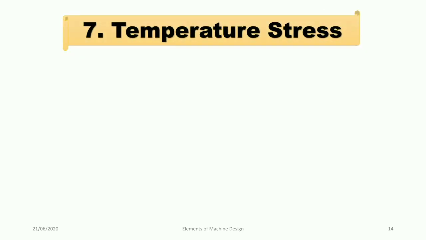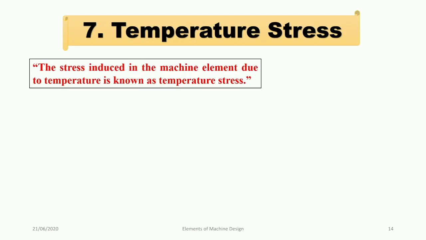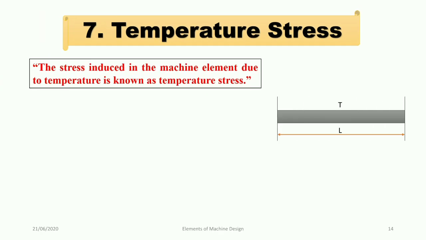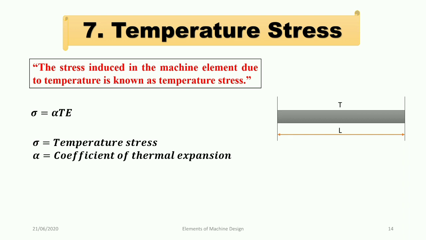Now the last type is temperature stress. What is temperature stress? The stress induced in the machine element due to the temperature is known as temperature stress. This type of stress is seen in strength of materials. Now this is one bar which is supported between two supports, with length L and temperature T. Then the temperature stress sigma is equal to alpha T E, where sigma is the temperature stress, alpha is the coefficient of thermal expansion, T is the temperature rise, and E is the modulus of elasticity.